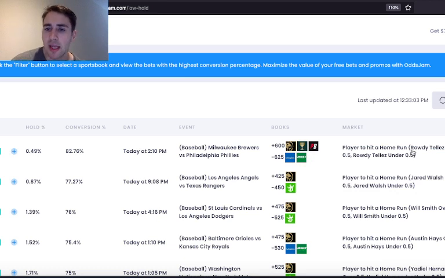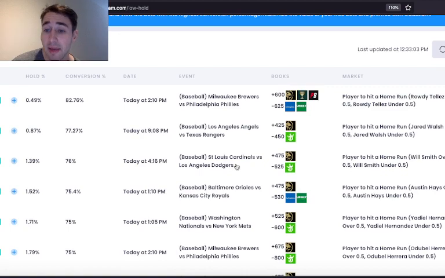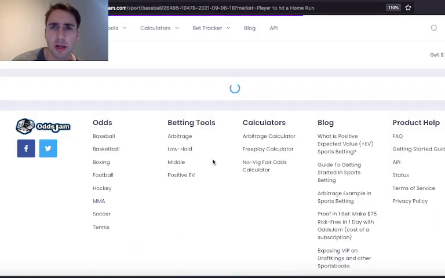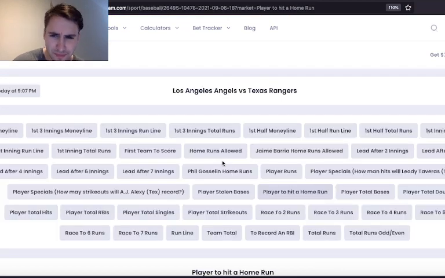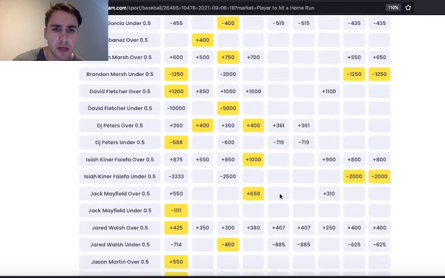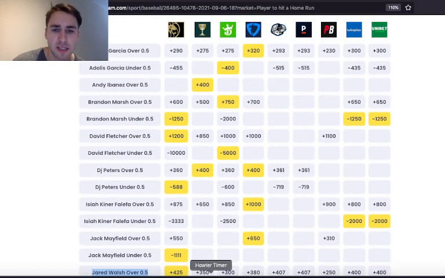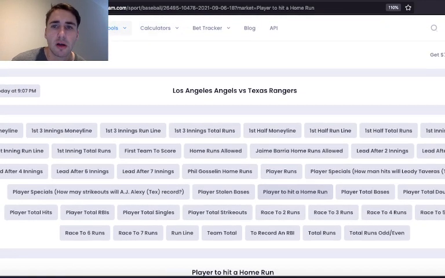So we see that this Rowdy Tellez guy to hit a home run, he's +600 on BetMGM. He's only minus 625 on Twin Spires, so maybe that's a good one to look at. So we can search around for a good line. Maybe this guy to hit a home run, Jared Walsh, we can take a look at this. And you just want to make sure you're getting some good value on what you end up betting. So we can see BetMGM is giving you plus 425. They're giving you the best odds on Jared Walsh to hit a home run. Caesars is only giving you plus 350. DraftKings plus 300. And you can look for a good opportunity.